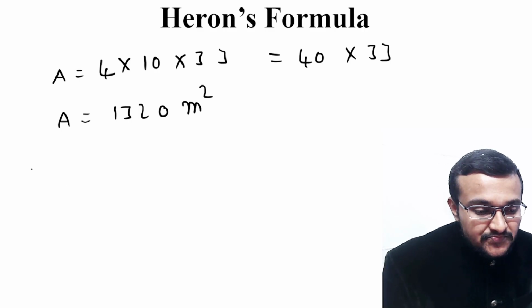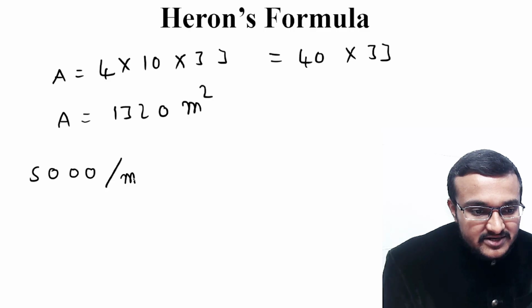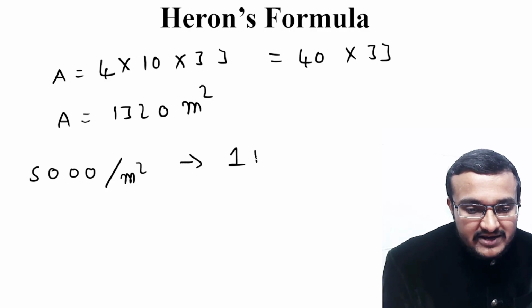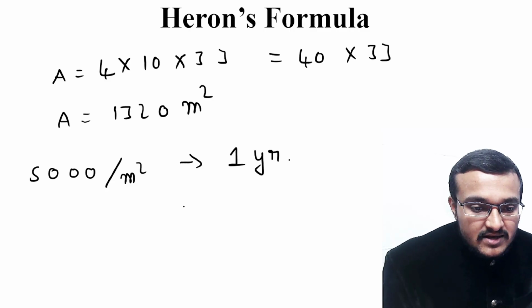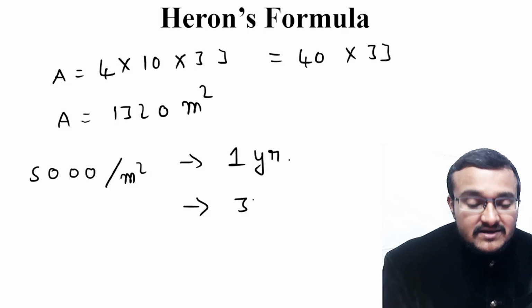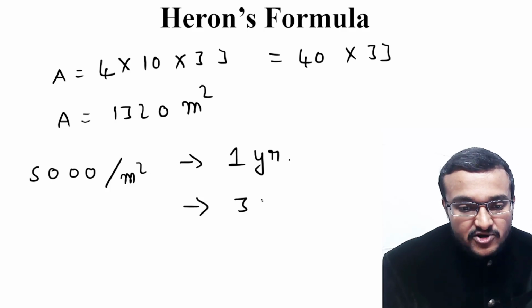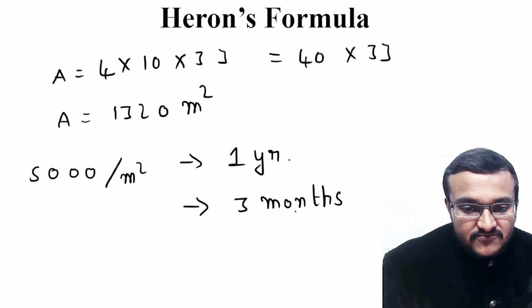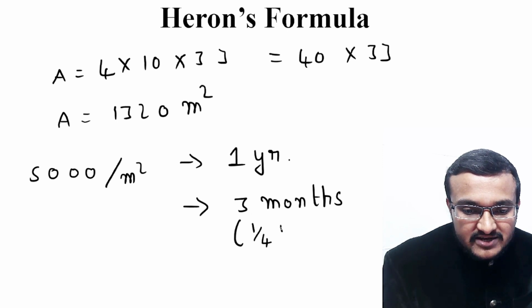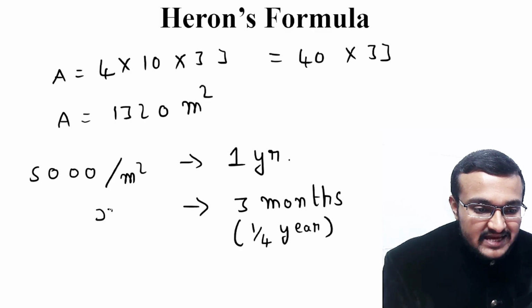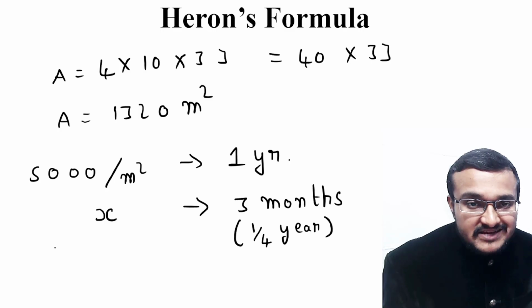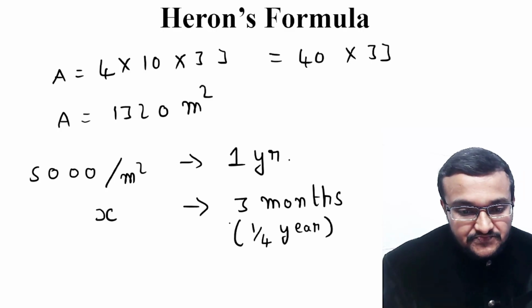year. So here 5000 rupees per meter square for 1 year. But here the company is renting this particular space for 3 months. So 3 months means it is 1/4 of a year. So this is 1/4 of a year. So you have to calculate what will be the amount for 3 months for 1 meter square.